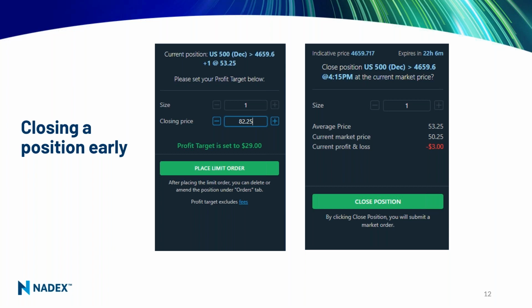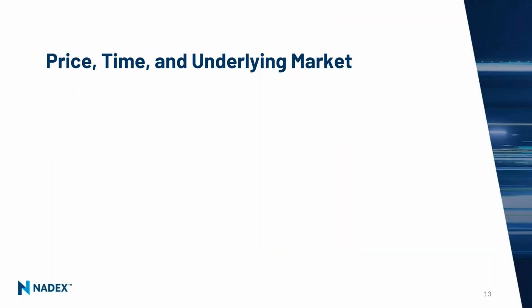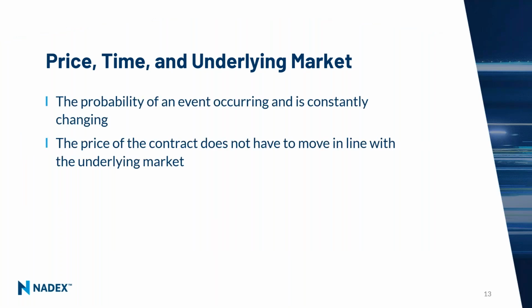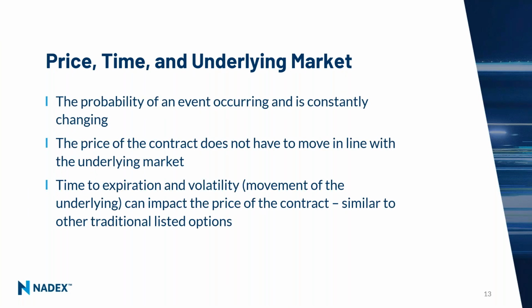Now, before I go over and start demonstrating these on the platform, I do want to quickly go through how the price of a binary option fluctuates, because it is rather important that we cover these concepts. The probability of an event occurring or not occurring is going to constantly change. Now, what will change that? Things that will change it are time to expiration and volatility. And I want to walk through some examples to show you how volatility and time to expiration can impact the price of a binary option.